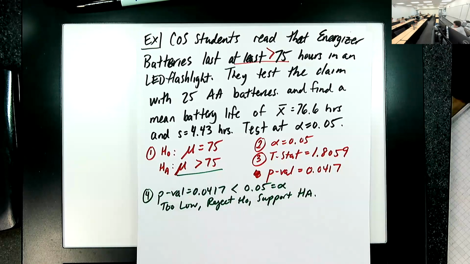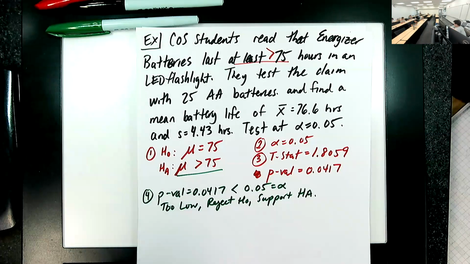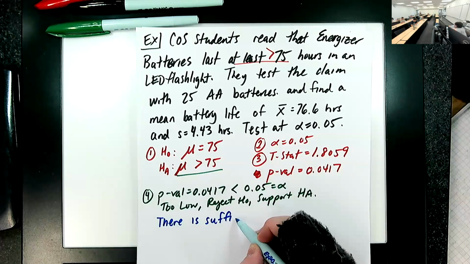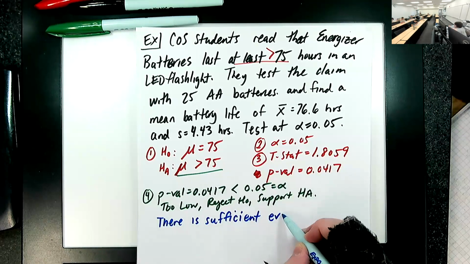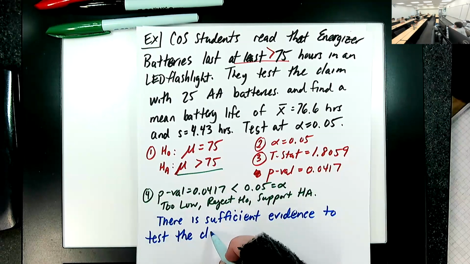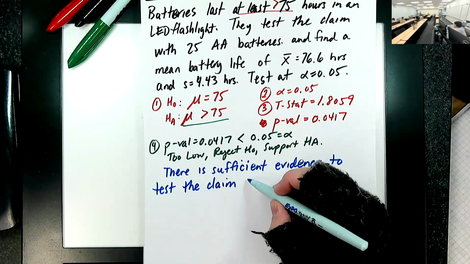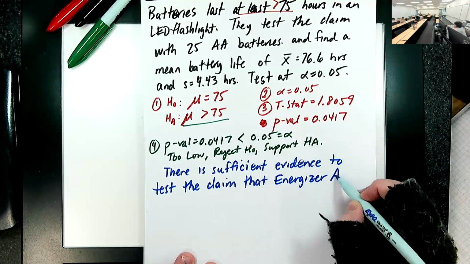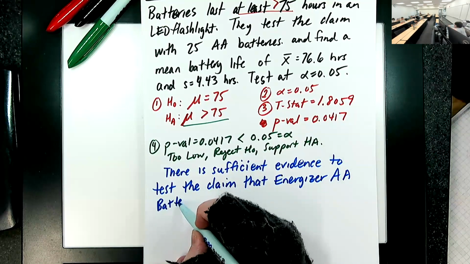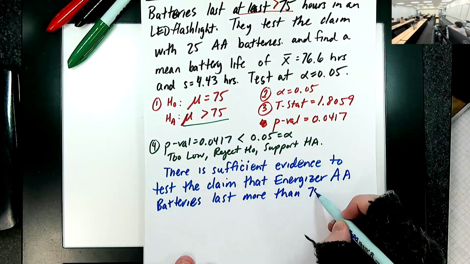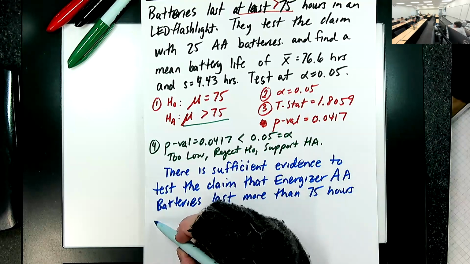HA was the mean battery life is bigger than 75 hours. There is sufficient evidence to test the claim that Energizer batteries, I'm going to say AA batteries because that's what they tested, last more than 75 hours when used in a simple LED flashlight.